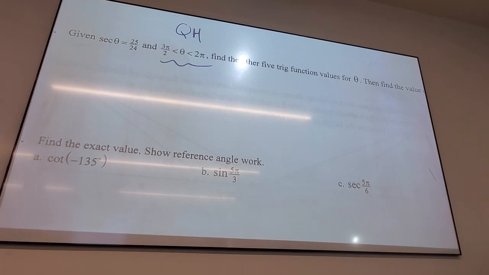I need this to make sense, because what's on the top of secant? What's on the bottom of cosine? Definitionally.